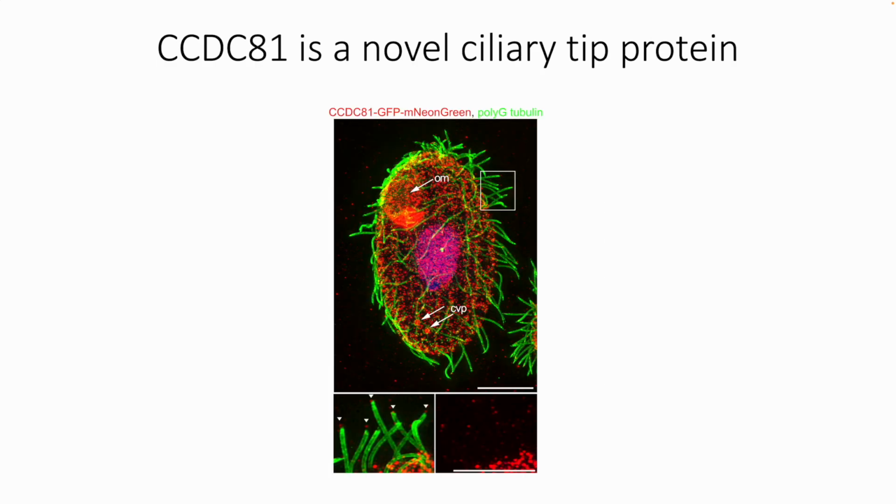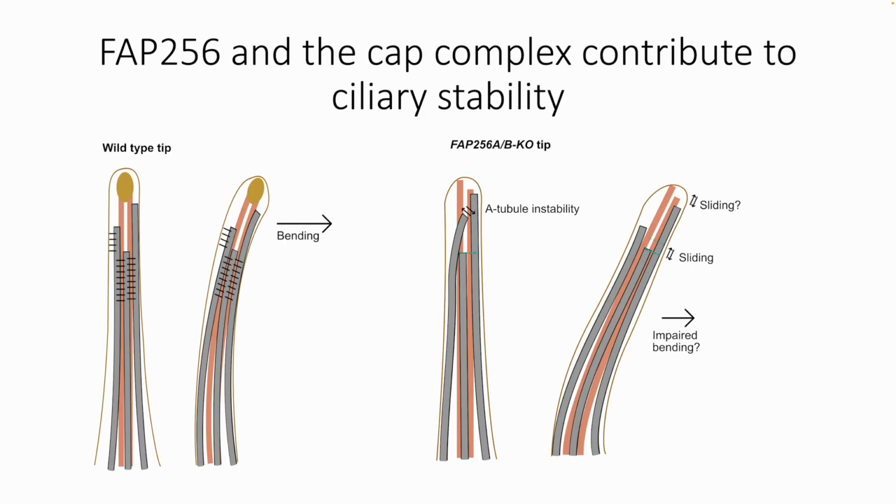Using mass spectrometry, we identified the proteins that are missing in FAP256 knockout mutants and identified a new tip protein called CCDC81. Our current model shows that multiple proteins are absent when FAP256 is knocked out, including the links and the cap complex, and their absence leads to beating defects.